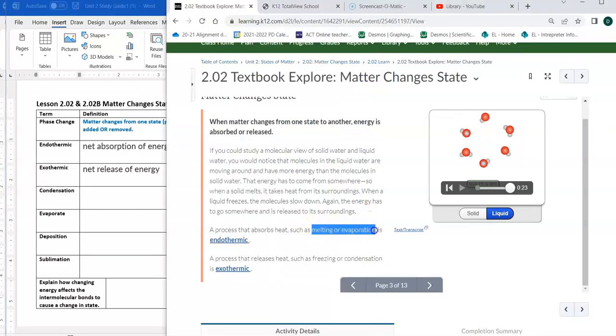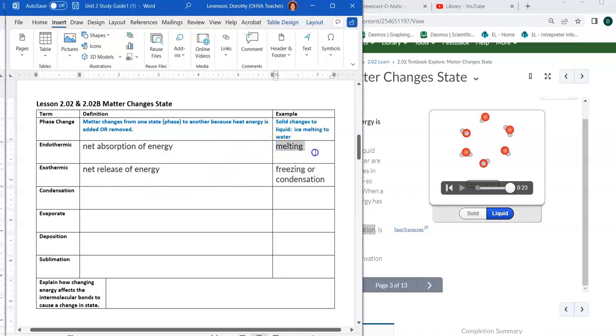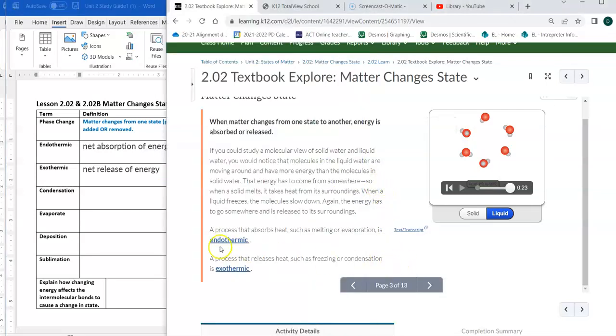Melting and evaporation are endothermic. Freezing and condensation are exothermic, right? And then we're looking for our next term, condensation.